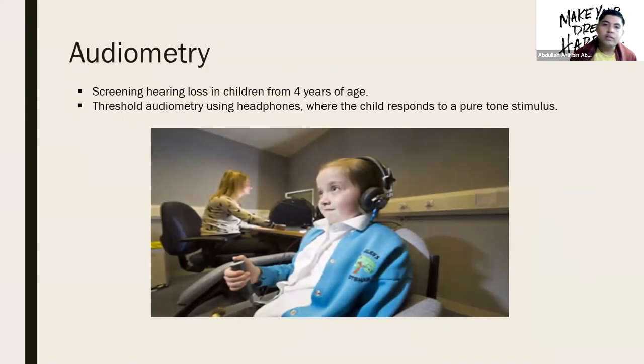So when the child is reliable, we can do the audiometry. I think for audiometry, we give the headphone and tell the child that if he or she can hear the voice, please press the button. So we can know the threshold of the hearing loss, if there is hearing loss.